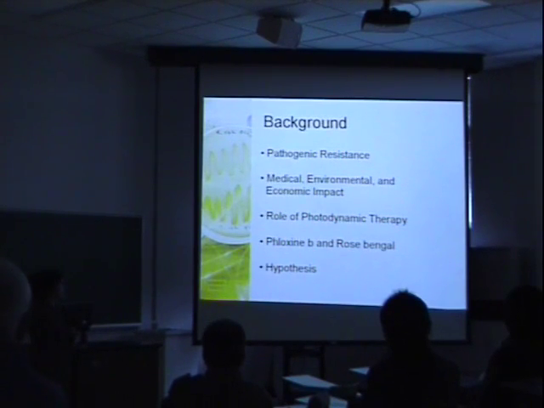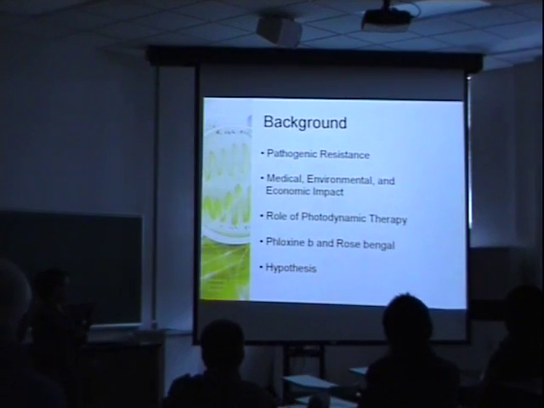This is an outline of the background information that I will be presenting to you today. I will go over 4 bacterial strains: Staphylococcus aureus, Pseudomonas aeruginosa, Escherichia coli, and Bacillus thuringiensis. I will then go over their medical, environmental, and economic impact that is continually increasing on our society today. I will then propose an intriguing new or rediscovered area of treatment, photodynamic therapy. I will then specifically cover 2 dyes that are approved for human contact, called Phloxine B and Rose Bengal, and then conclude with my hypotheses.